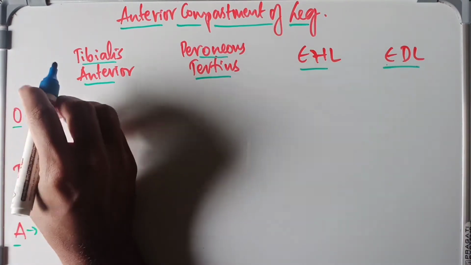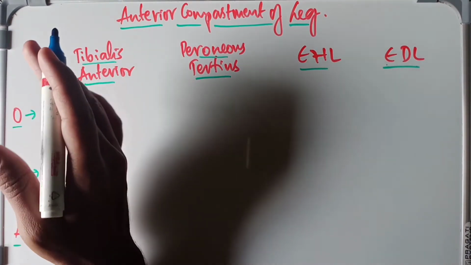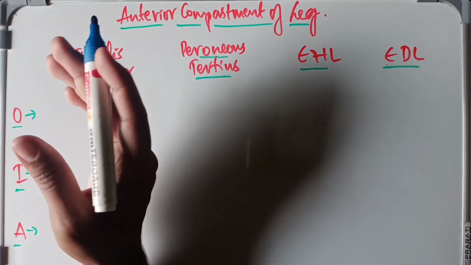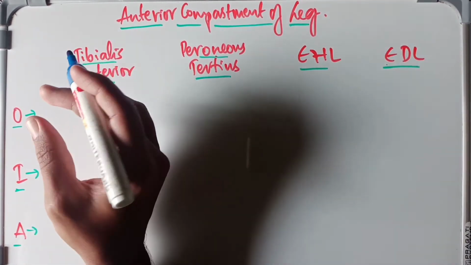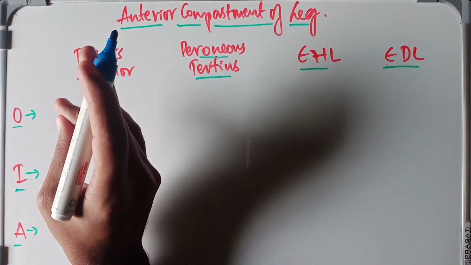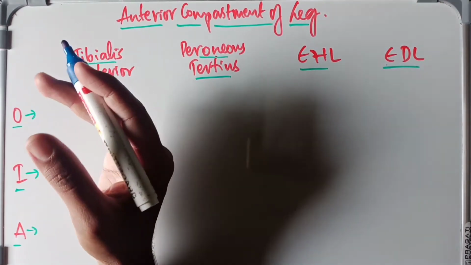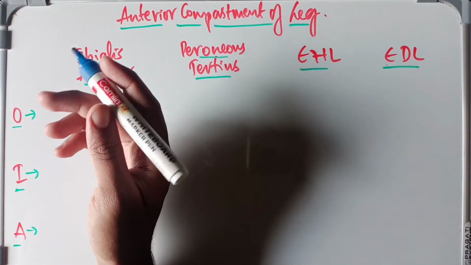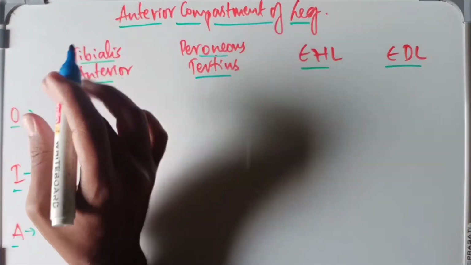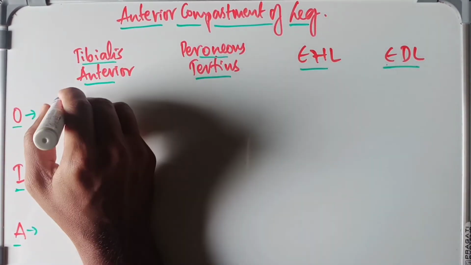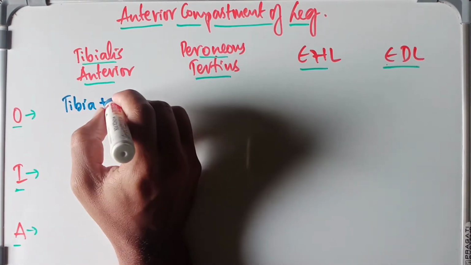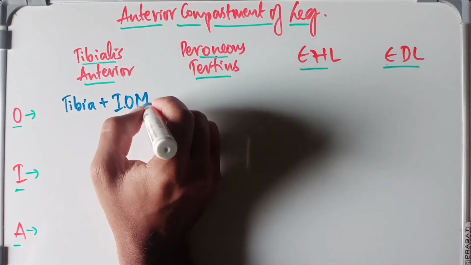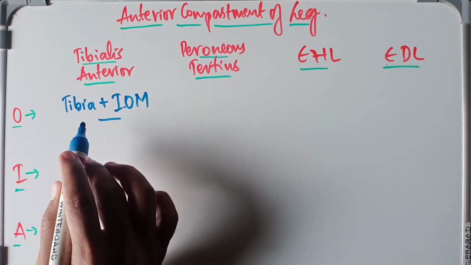When it comes to the origin of the tibialis anterior, it's actually so much detail that we have to know. The origin is from the upper 2/3 of the lateral surface of the tibia, and also from the adjacent part of the interosseous membrane, the deep fascia, as well as the distal part of the lateral condyle of the tibia. So you don't need to know all that, just remember that the origin comes from the tibia as well as the interosseous membrane.